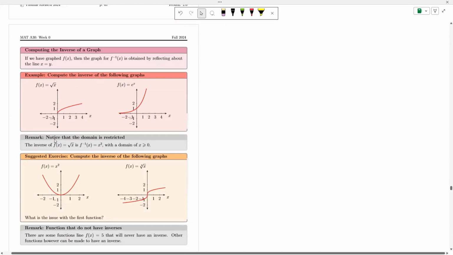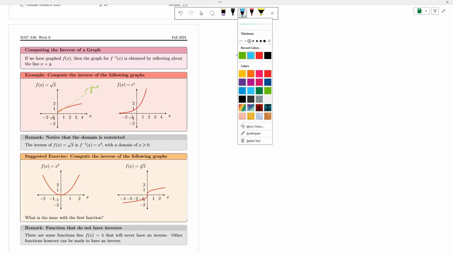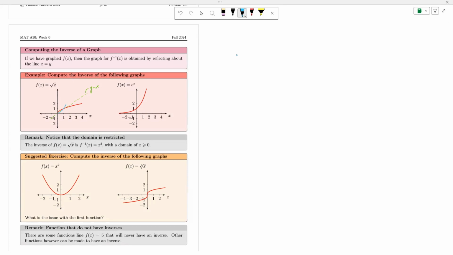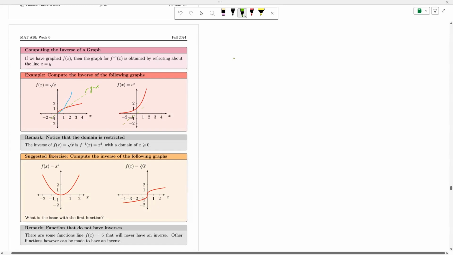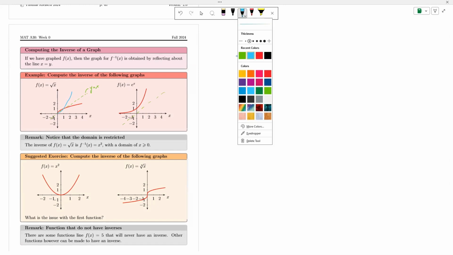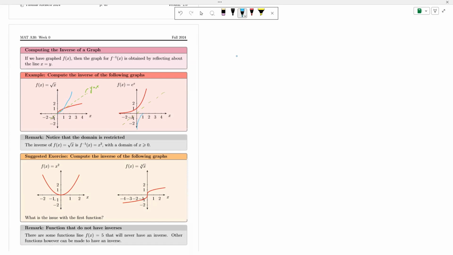Now, we have another technique we can use, and it is computing the inverse by reflecting about the x equals y line. Now, what does this mean? It means we simply draw the line y equals x, and we're going to reflect about this line. That gives us our inverse. And if I take the x equals y line here, my inverse is something like this.